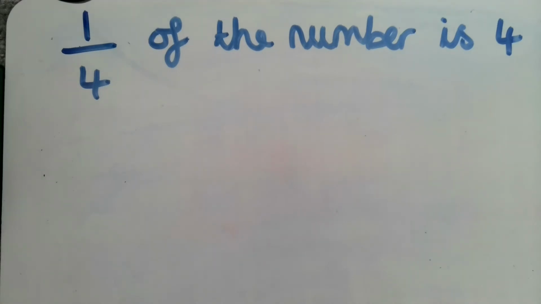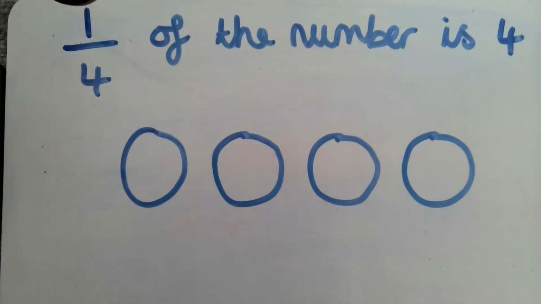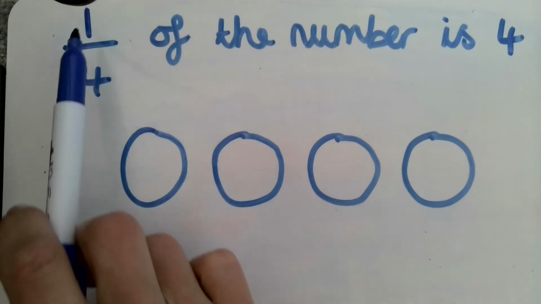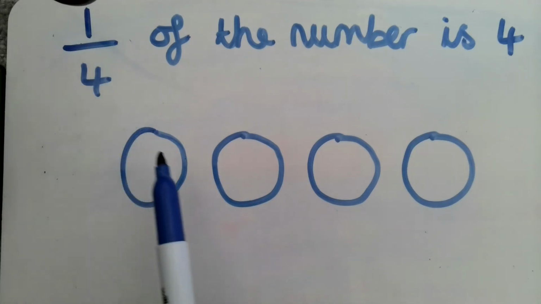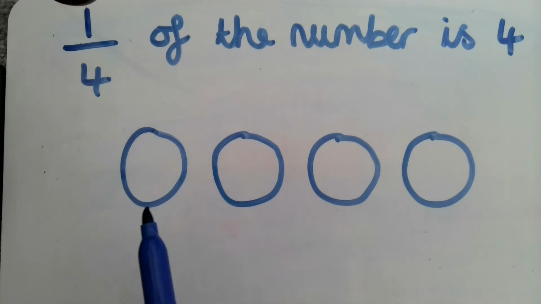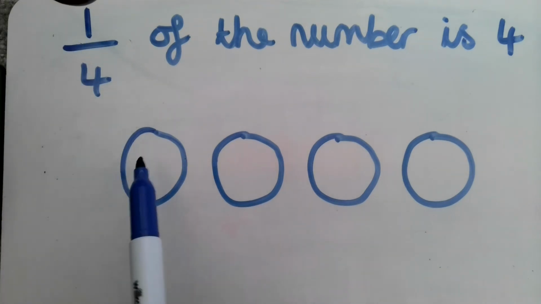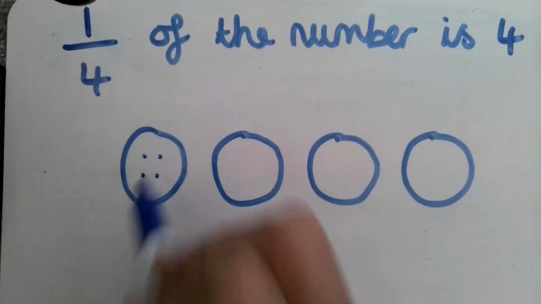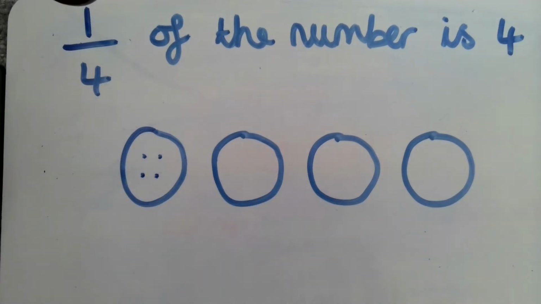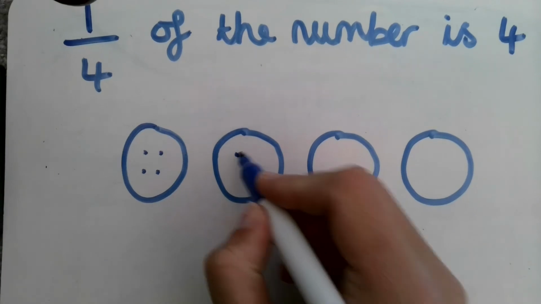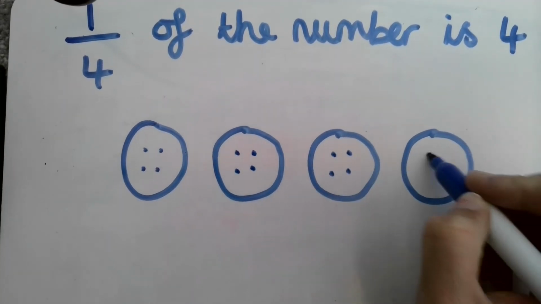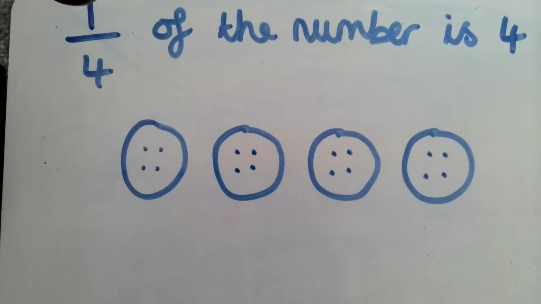Okay, I've got another problem now. 1/4 of the number that I'm thinking of is 4. So I know that if something is in quarters, that means it's got 4 equal parts. I've got 4 equal parts. It's telling me that 1/4 has 4 in there. 1/4 just means one of my parts. So if one part has got 4 in, that means that all of the other parts must have 4 in as well, because all of the parts have to be equal.